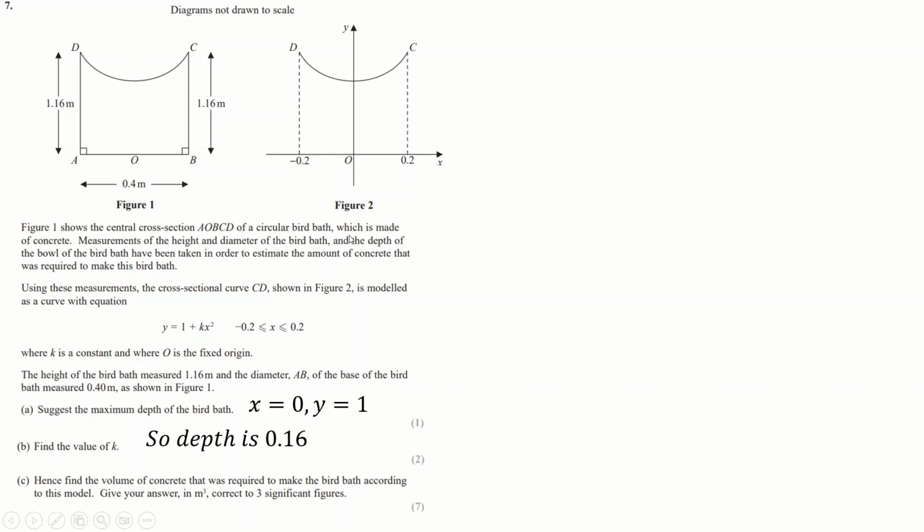Find the value of k. Well, of course, again, I can just do some values here. When x is 0.2, y is 1.16, and I think I can just put that into there, and I'll solve for k fairly quickly. I'll get k as 4, so I have that. So I know this equation now, hence find the volume necessary for this.